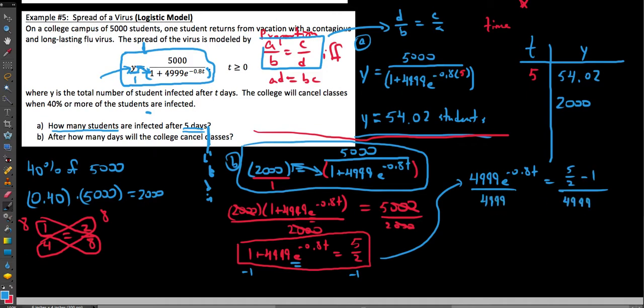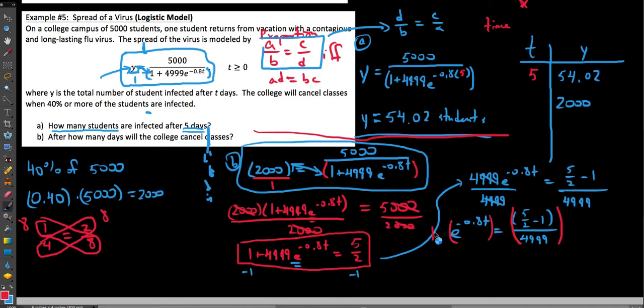So you can see algebra is just wonderful when you have all sorts of different things going on here. But it's manageable. It means we can get through this. And so I'm actually going to write this as 5 halves minus 1 all over 4,999. So our next step would be to take the natural log of both sides. Now we want to use a log with the same base as our exponential expression on the left, and that's why we're using the natural log.